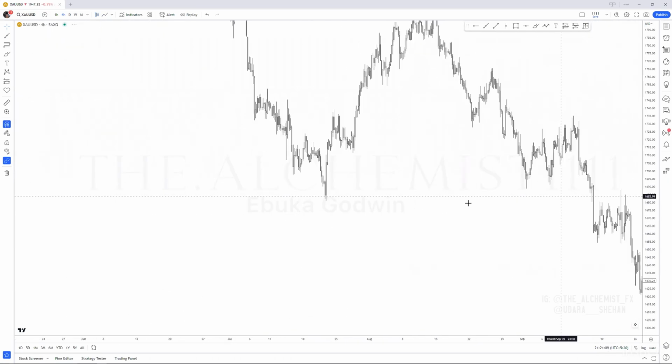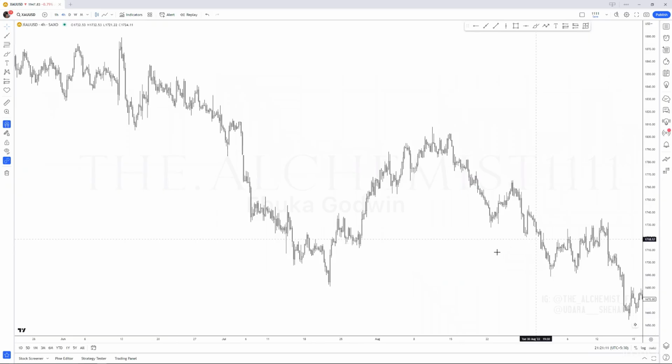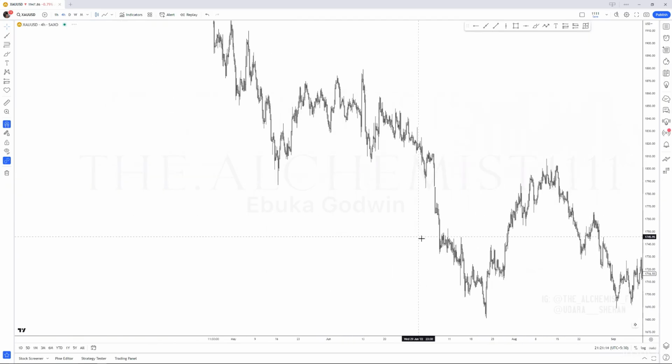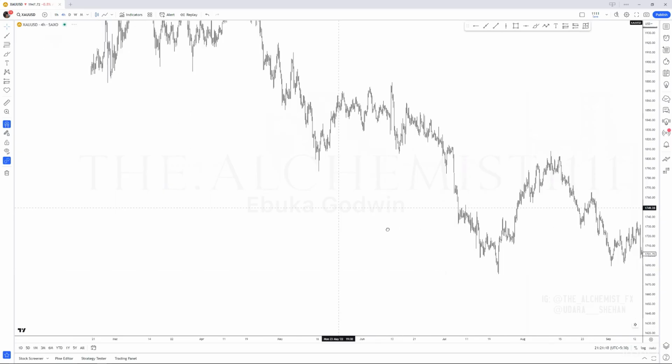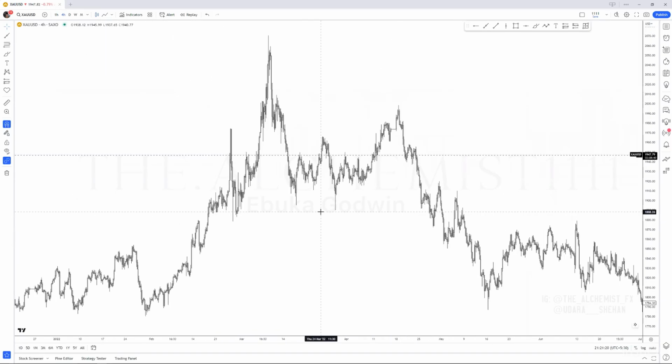Let's see. Yeah, now I was trading SNR for a while. Okay, I was trading SNR for a while, and like I told you, for me it was messed up because I did not.